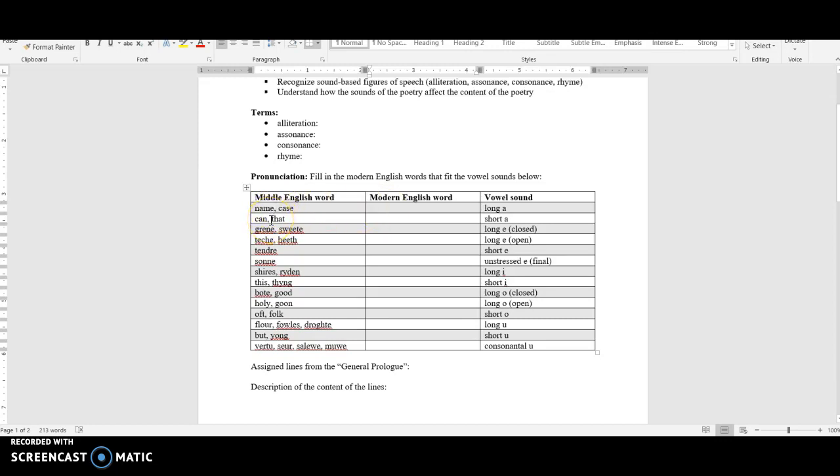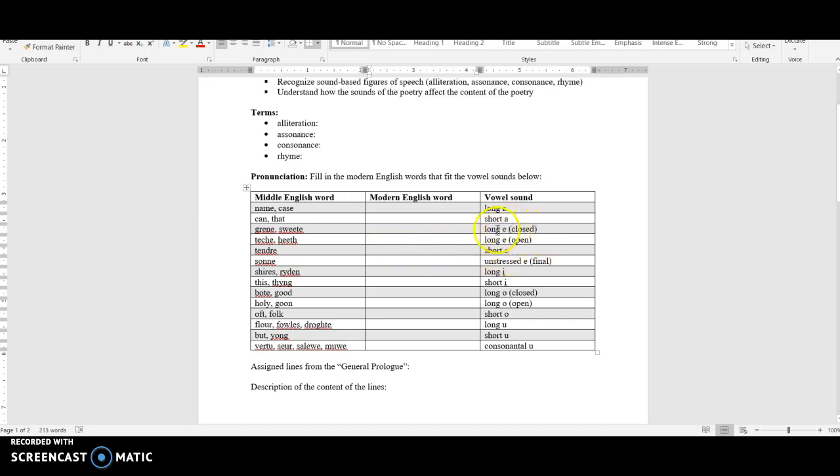Middle English, con, thought. Modern English, con, as in to con someone out of money or something, or swan. Gren, sueta, suede. It gives us that nice long E sound, suede. Techa, heath. Modern English, make, lay. So again, another long E, but this time with an open mouth.